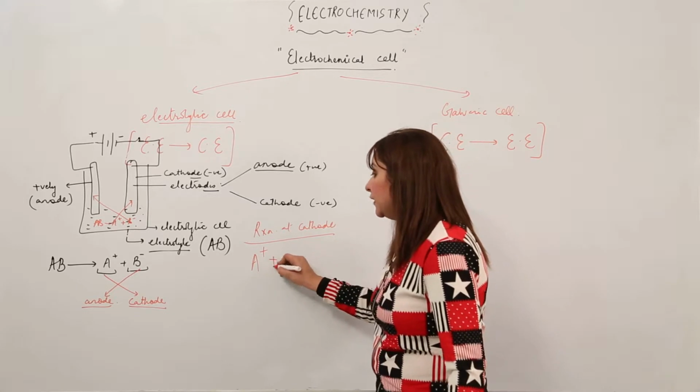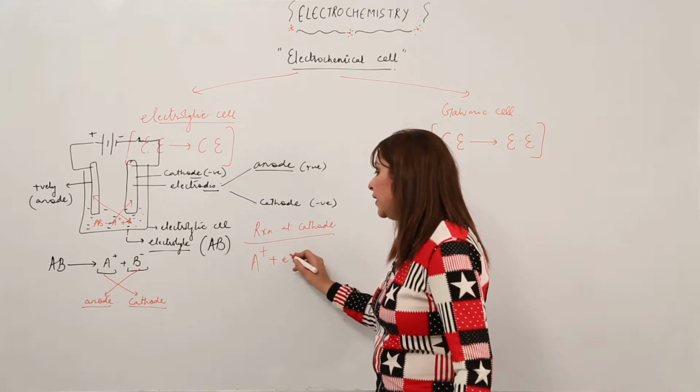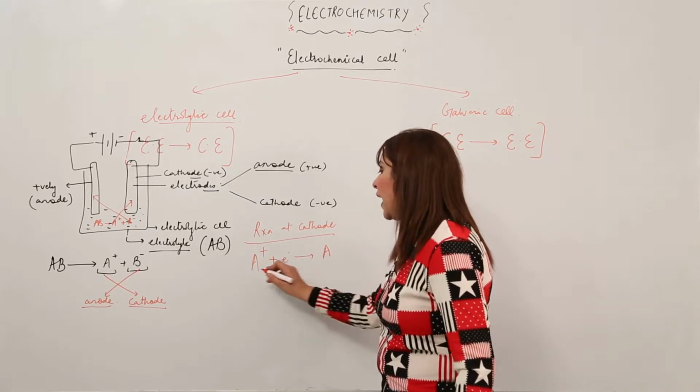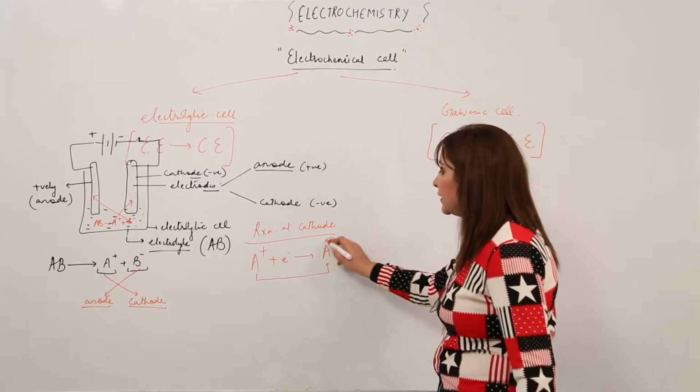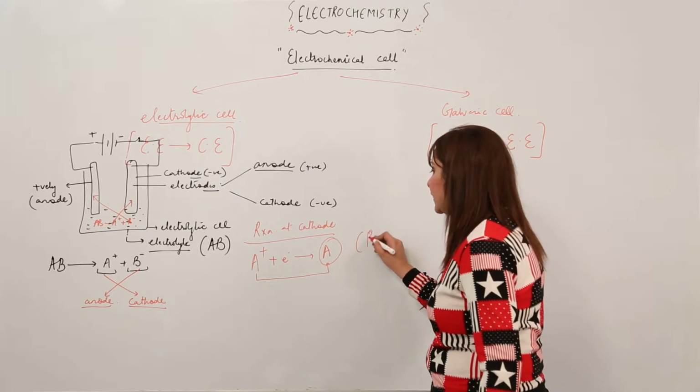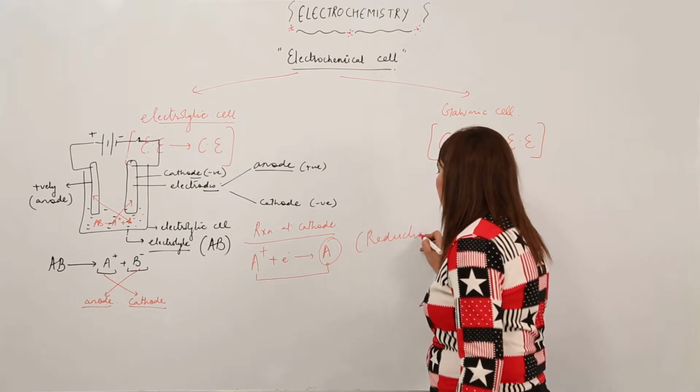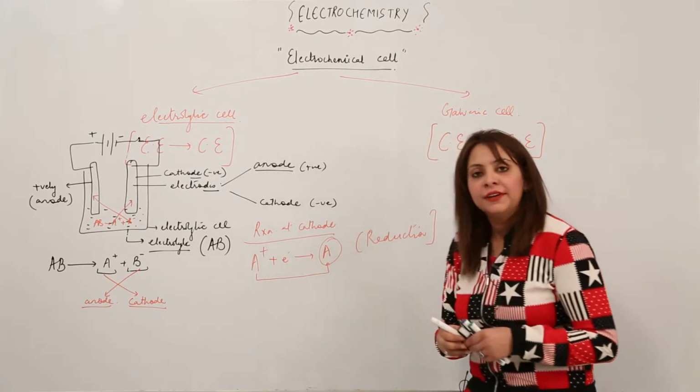Because it has lost one electron, it will gain one electron and will turn from ion to atom. So this is actually a gain of electron, that is the reduction. So reduction occurs at the cathode, right.